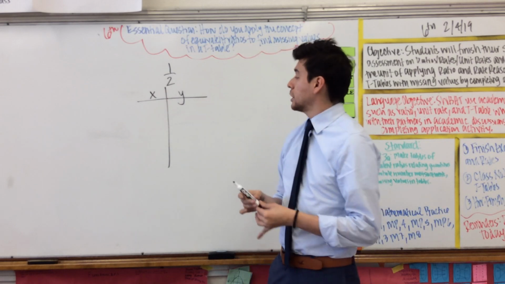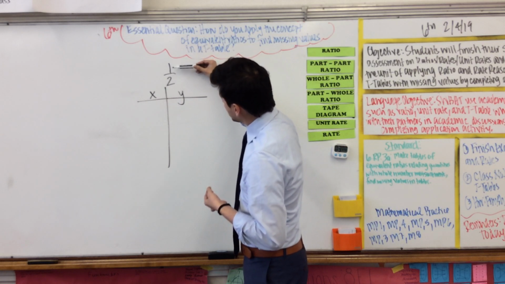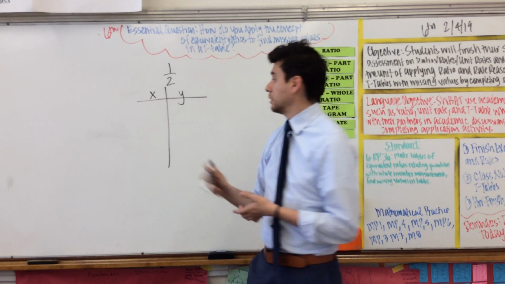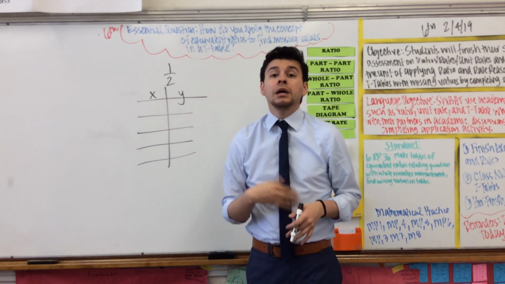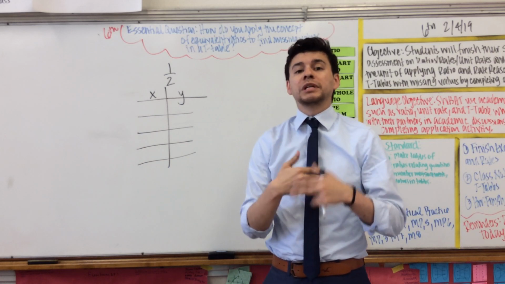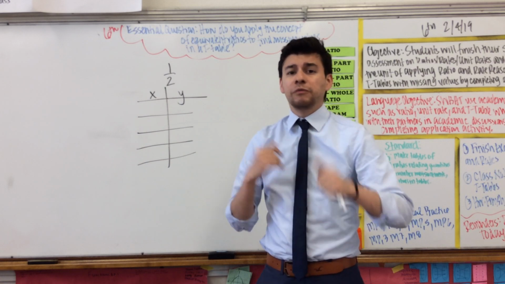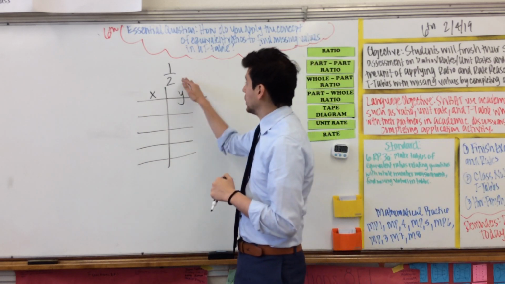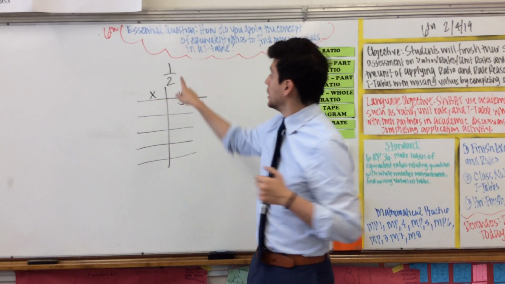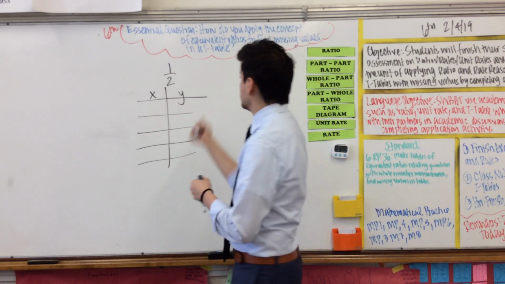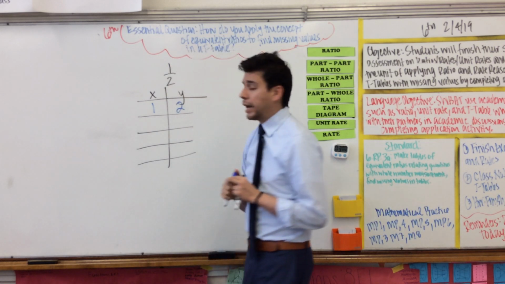When we're working with t-tables, they sometimes give you the ratio. In this case, the first number will automatically represent the x value. The second number will automatically represent the y value. But that only works when you're given a ratio. When you're given a rate, you just have to do a little bit of thinking before you start filling in the t-table. So once again, when you're given a ratio, the first number is automatically your x value, and the second number is automatically your y value. So that means that 1 belongs to the x, and that 2 belongs to the y.